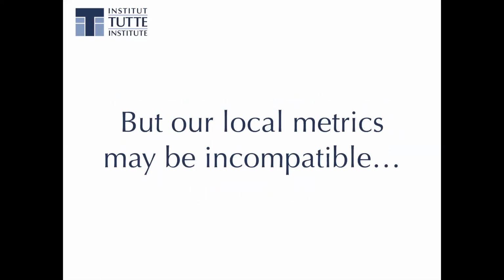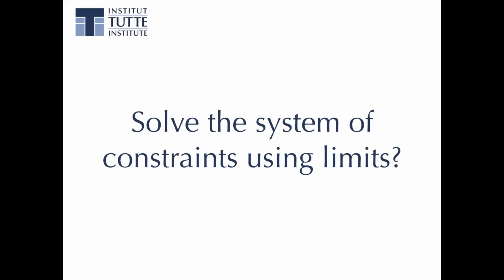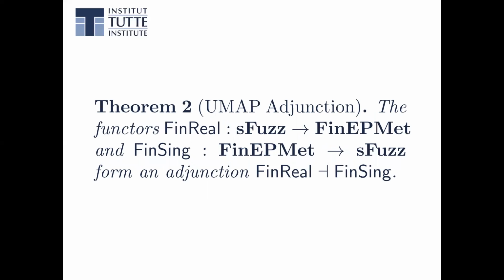So if we do that, what we end up with is a whole bunch of local metrics that may be incompatible with each other. But this time around, we're going to do the opposite and try and solve this system of constraints and use limits. But once again, limits of metric spaces, not so easy to work with. But we have this way of translating to a purely topological representation that's still combinatorial, so we can still compute with it. And there, we can compute limits, and everything works out nicely.